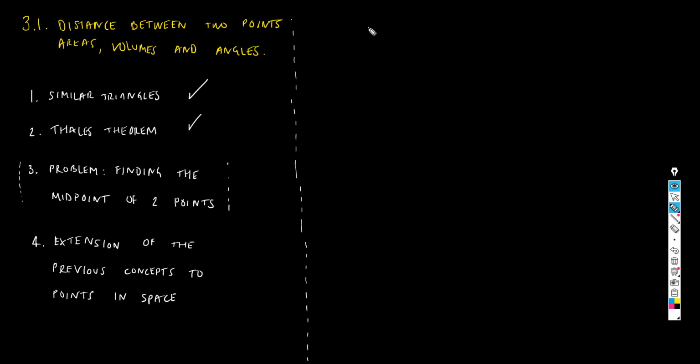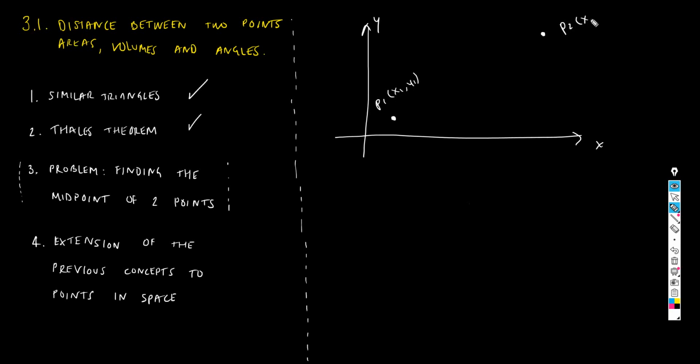Suppose I give you, one more time, the Cartesian plane, and I'm going to give you 2 points, point 1 and point 2. Point 1 has coordinates x1, y1. Point 2 has coordinates x2, y2. And let's join them through a segment of line. There you go, more or less.